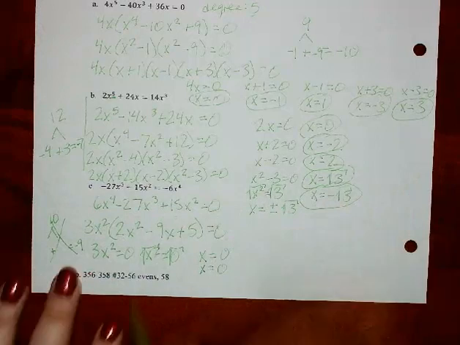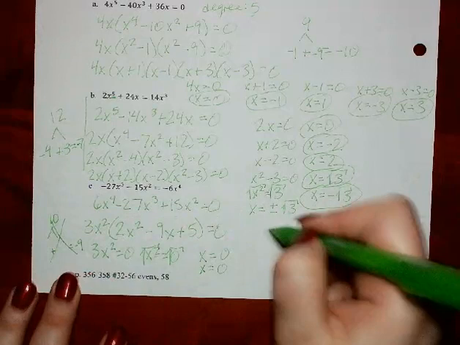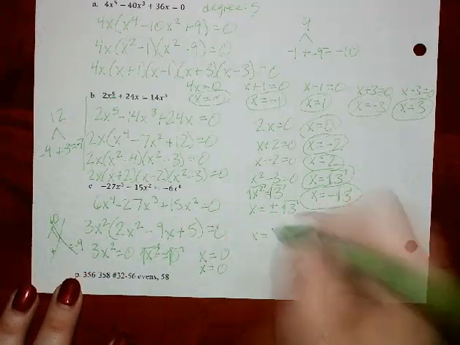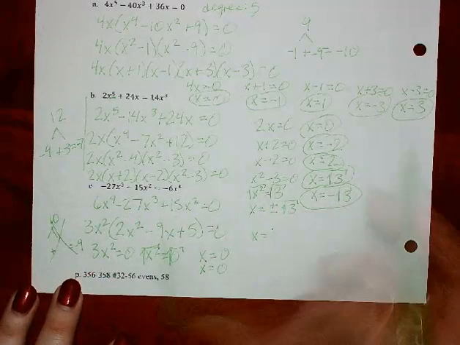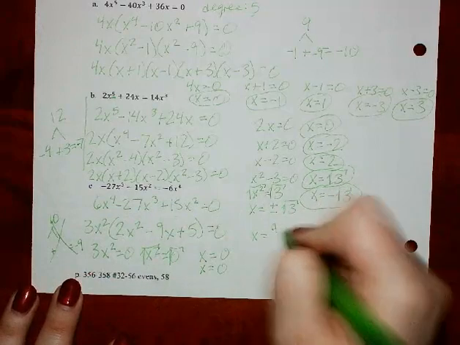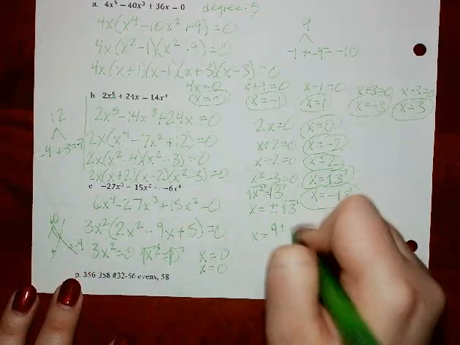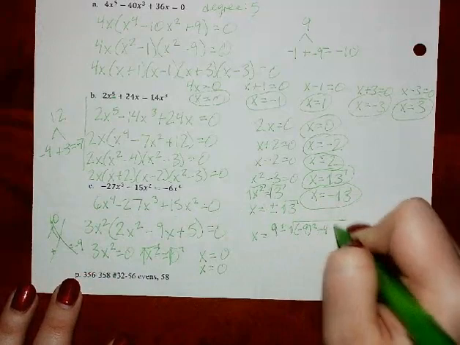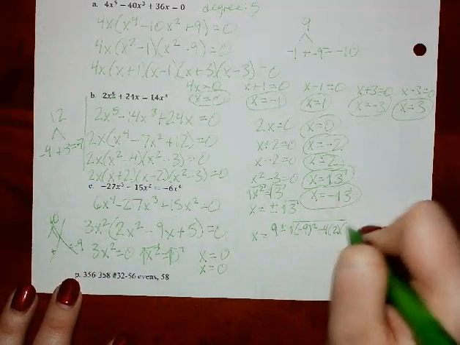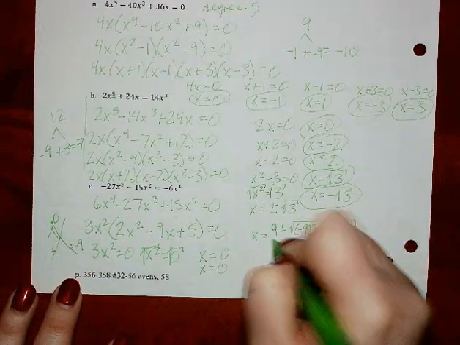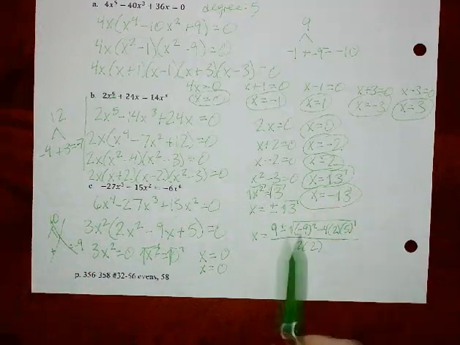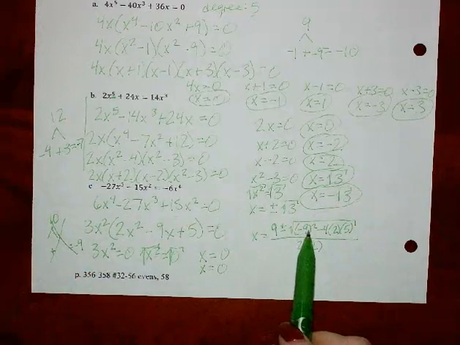Then for this other one, we're going to use the quadratic formula. So x equals negative b. So negative 9 is b. So negative 9 is just 9, plus or minus the square root of negative 9 squared minus 4 times 2 times 5, all over 2 times 2. X equals negative b plus or minus the square root of b squared minus 4ac all over 2a.